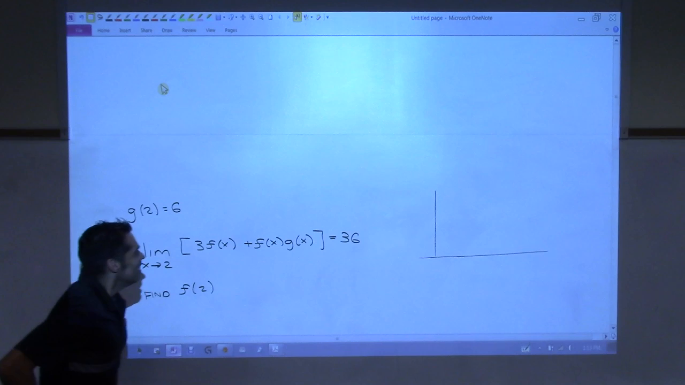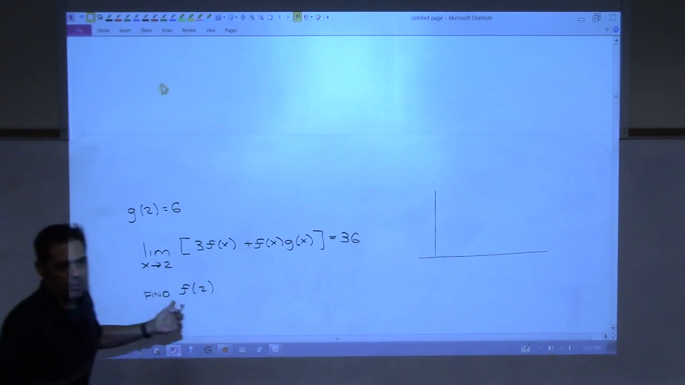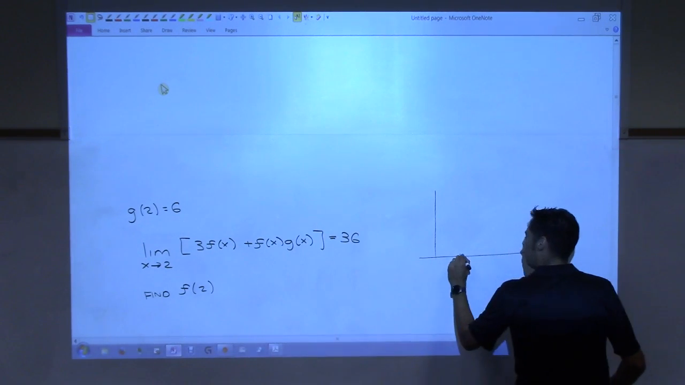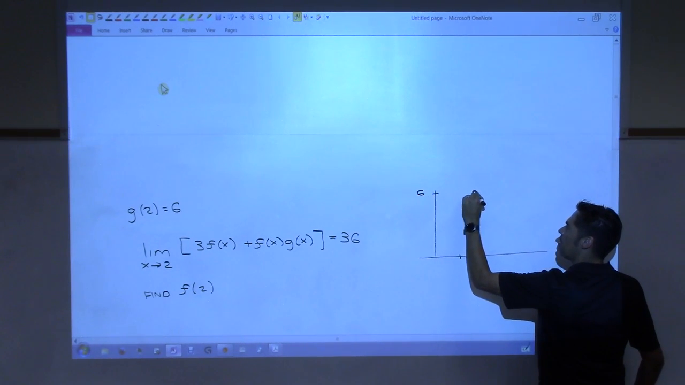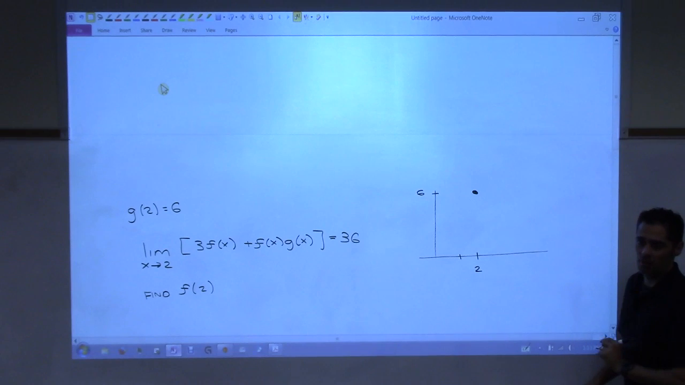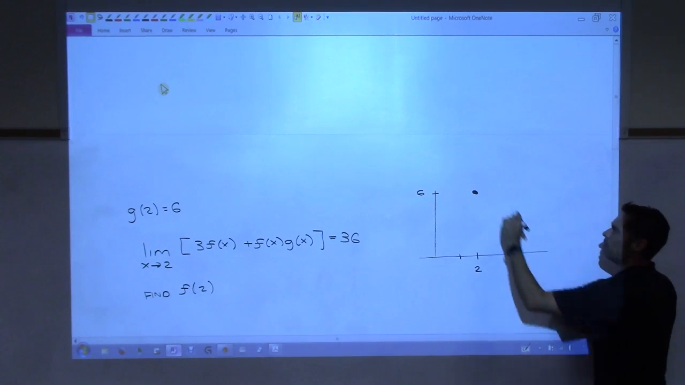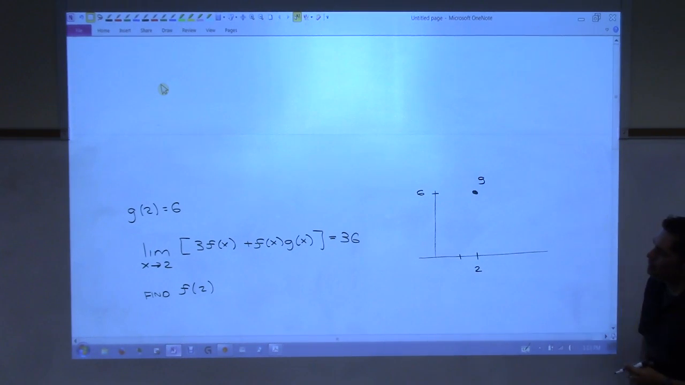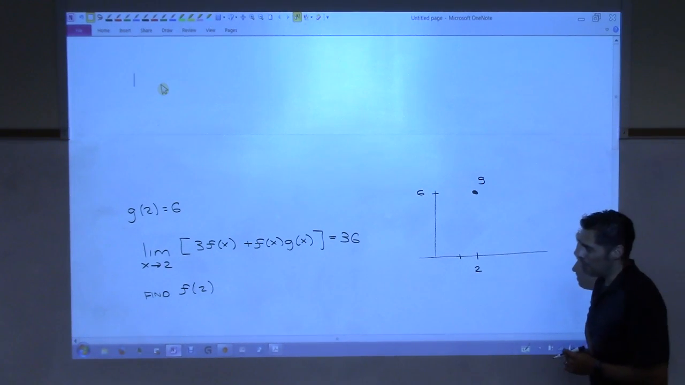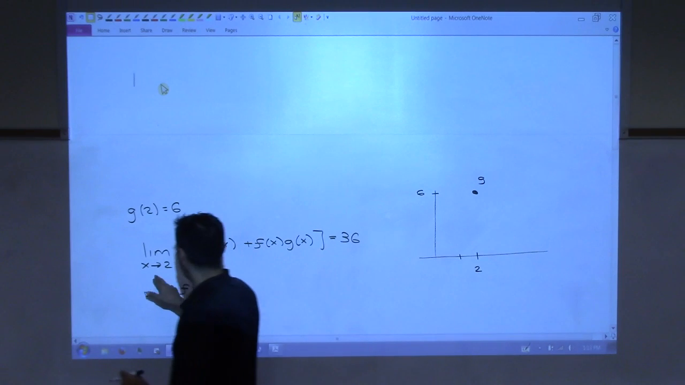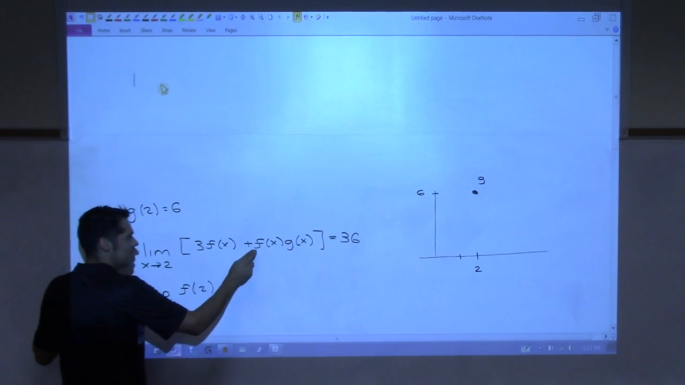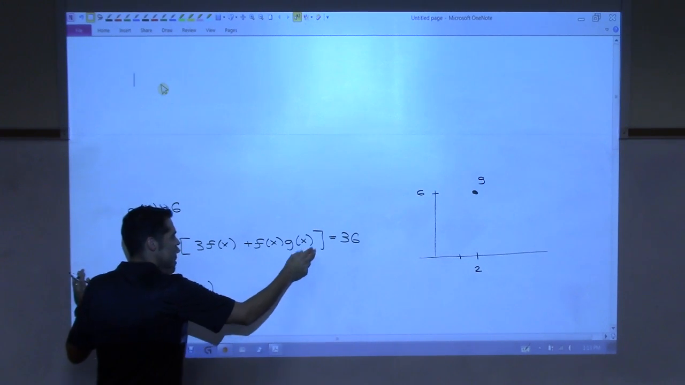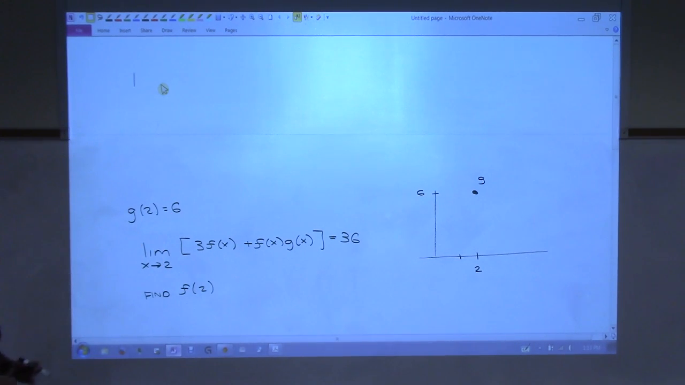Okay, so first thing, g of 2 is 6. So if I go out to 2, I go up to 6. I know this is a point, and g lives there, right? That's g. I'm just going to put a little g above it so we all know. And what I also know is that the limit as x approaches 2 of 3 times f plus f times g should be equal to 36.